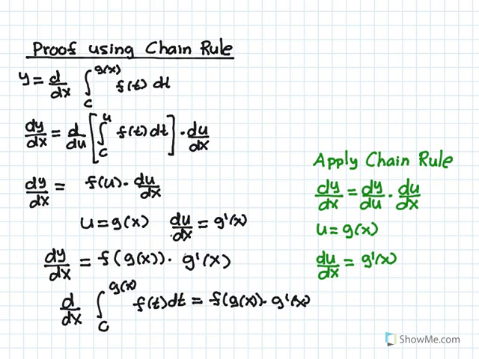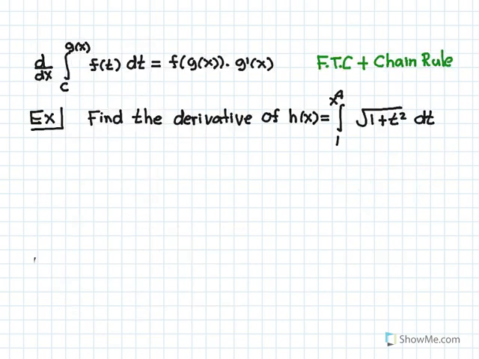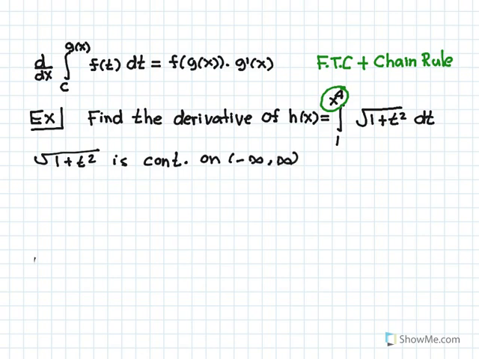All right, so now let's look at an application of that. Find the derivative of h of x equal to the integral from 1 to x to the fourth of the fourth root of 1 plus t squared dt. The first thing you notice is that the upper limit is a function of x. That means we have to apply the chain rule. The fourth root of 1 plus t squared is continuous on minus infinity to infinity. So we can apply FTC.